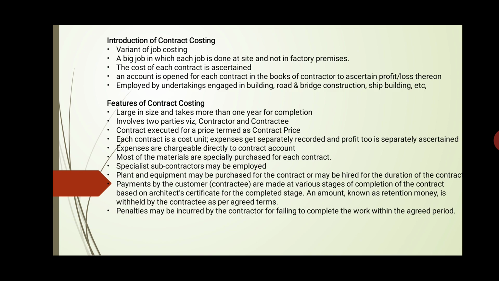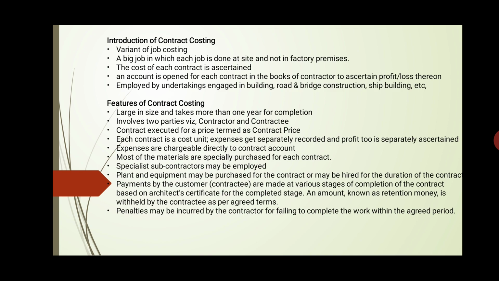So a certain price has to be set in between so that a contractor can fulfill the job of the contractee. So for that, a contract price has been set. Each contract is a cost unit. Expenses get separately recorded and profit too is separately ascertained. Expenses are directly chargeable to the contract account, which you are going to show on the debit side of the contract account. Most of the materials are specially purchased for each contract.